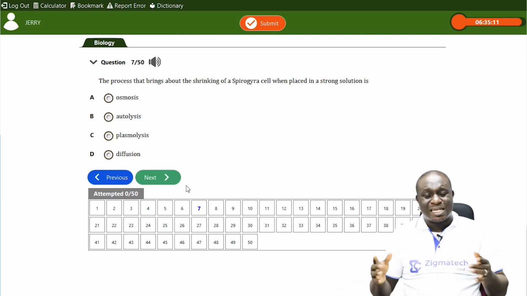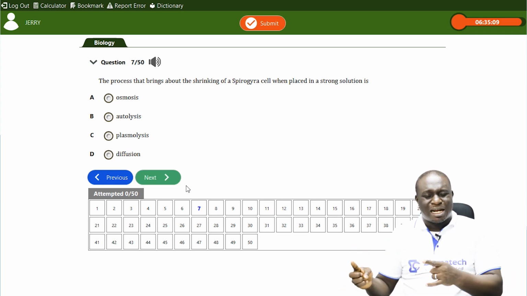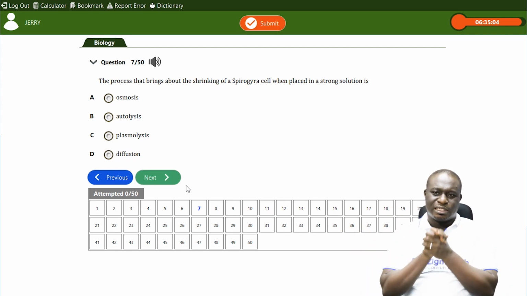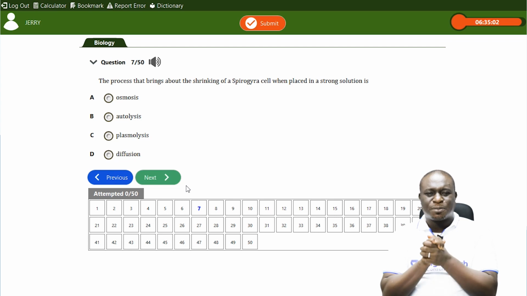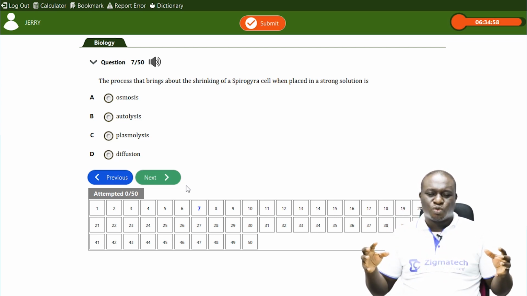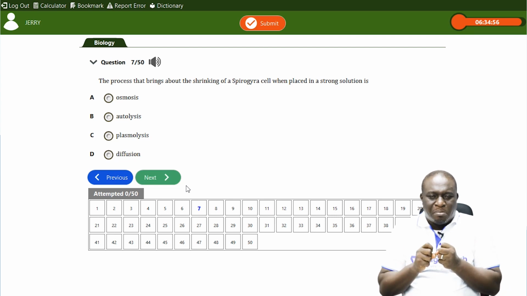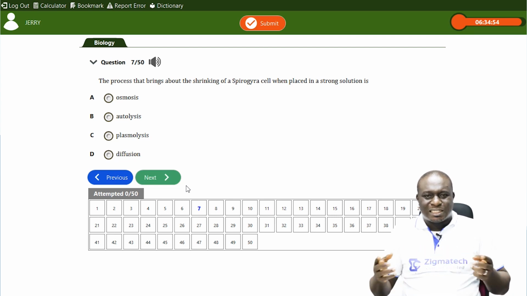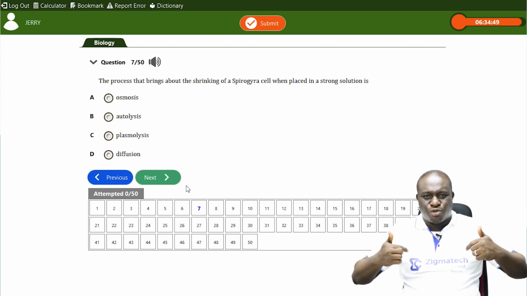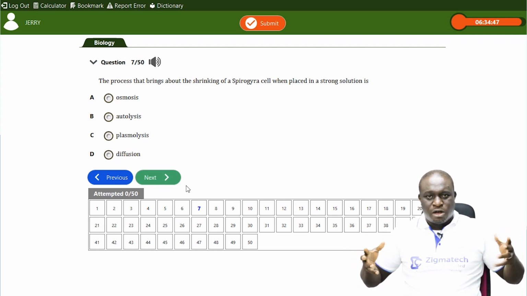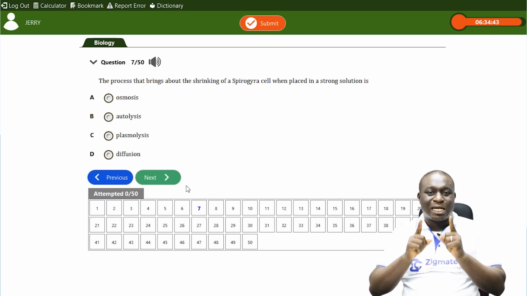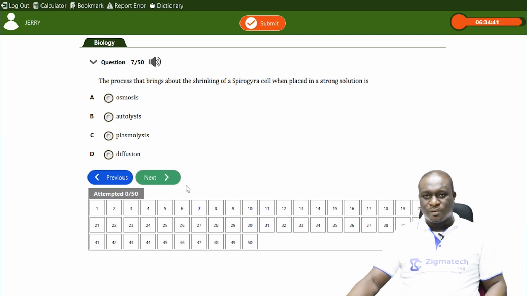The same thing applies in this case, but in this case, plasmolysis, it has to do with what? The shrinking of the cell. So our correct answer to this particular question is option C, which has to do with what? Plasmolysis, the shrinkage. Please take note again. Once the cell begins to swell as a result of water entering into it, we call that hemolysis. But when it begins to shrink as a result of water leaving it, we call that plasmolysis. Next question.